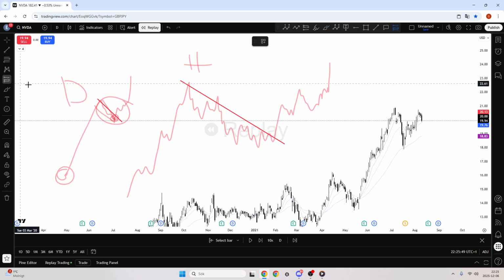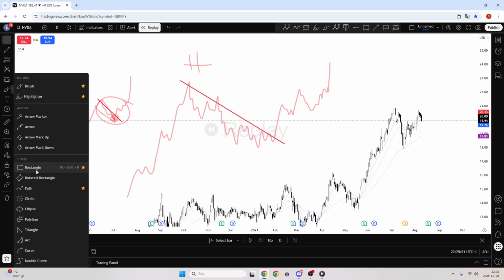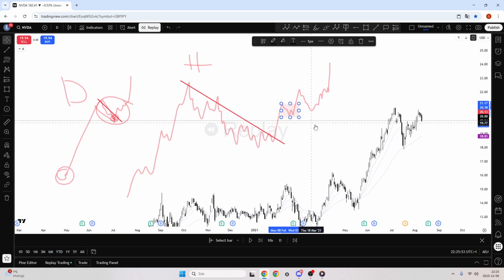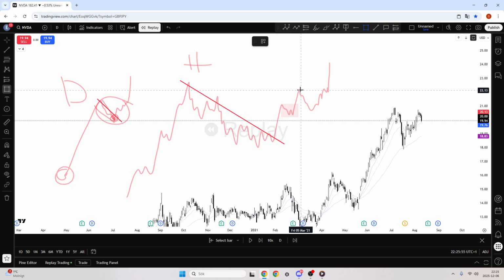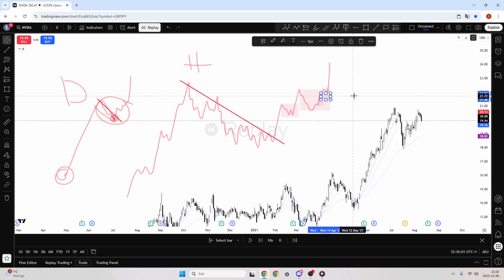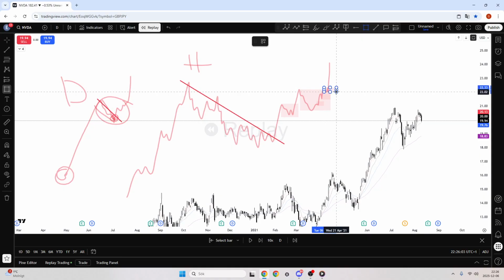So every little box you see right here, let me actually do it like this. Then you have inside boxes as well. Maybe you have one here, and one here as well. These are opportunities for you as a trader to go long in an uptrending market, right?